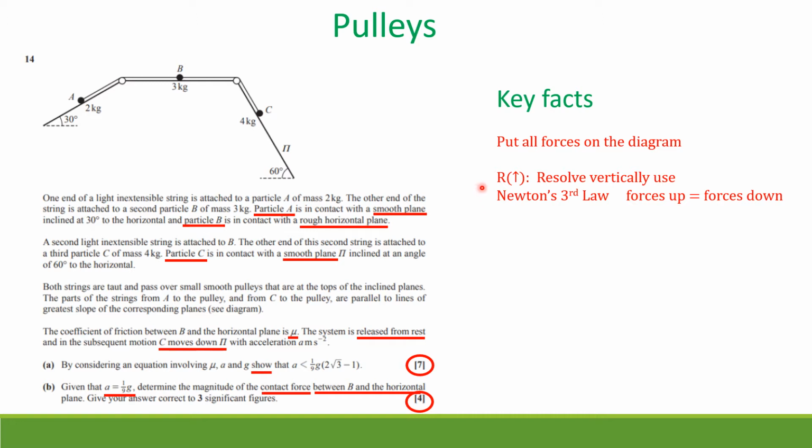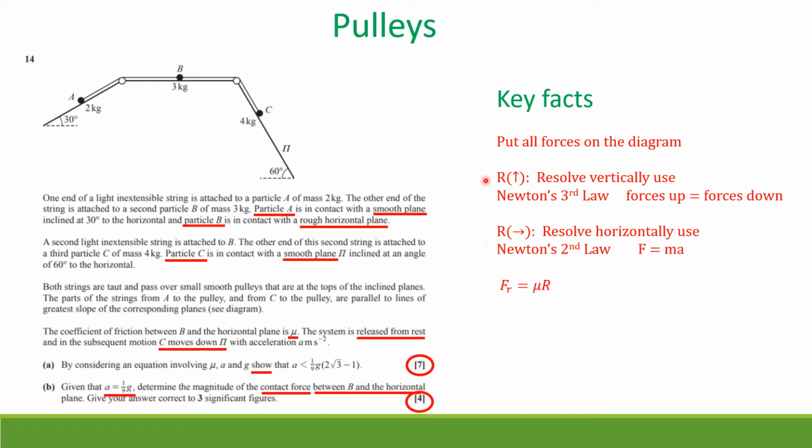Next, we're then going to resolve vertically. So we're going to use Newton's third law, and Newton's third law says that the forces up equal the forces down. Now that is going to be applicable here at part B, but at part A and part C we're going to be resolving perpendicular to the plane. Next, we're going to resolve horizontally, or down the plane or up the plane, depending on if it's a slope or if it's flat. So we're going to resolve using Newton's second law, which is F equals ma, where F is the net force, m is the mass, and a is the acceleration.